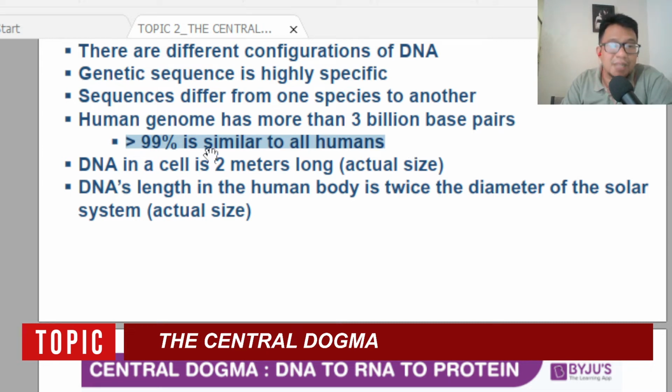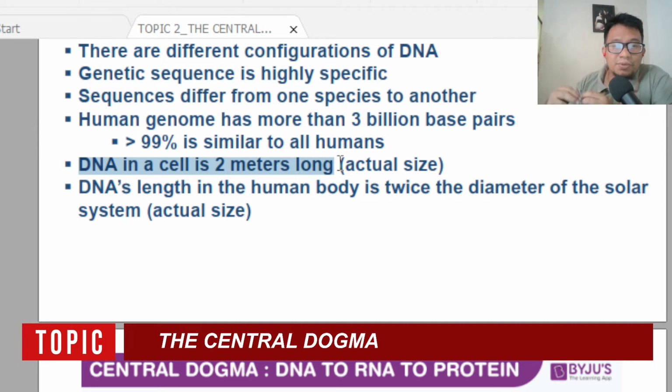It's the identical twins. Okay, so DNA in a cell is 2 meters long in actual size. So you can just imagine that in actual size it is microscopic, but if you stretch it, it's actually similar to a thread. If you stretch it from one end to the other, because human DNA is linear, it's actually 2 meters long. In just one cell.